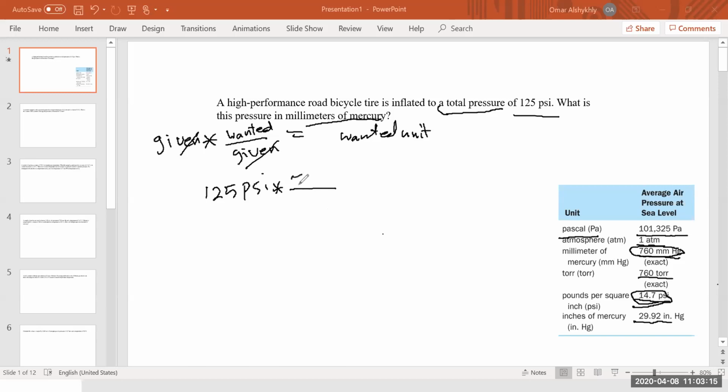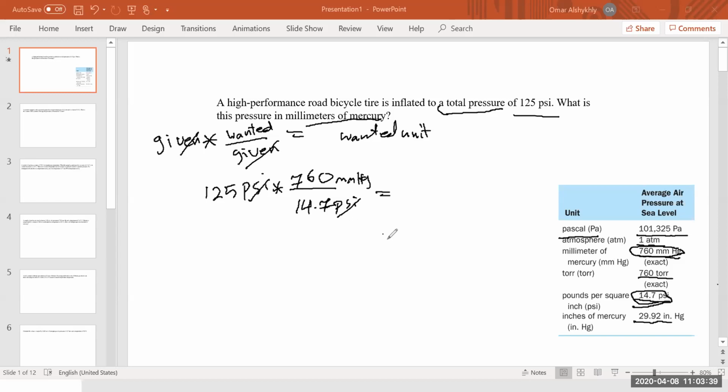It is the 760 millimeter mercury, and in the bottom it will be the 14.7 psi. So we can cancel psi with the psi. Do the math right now.